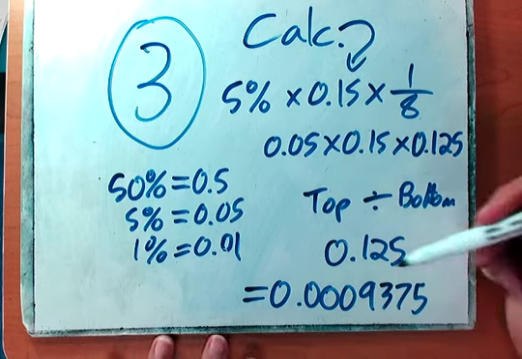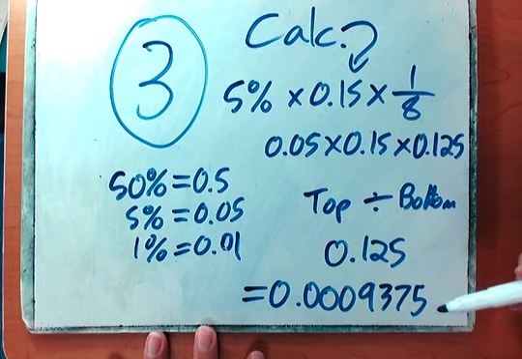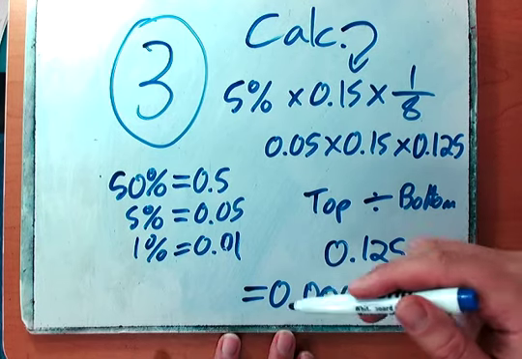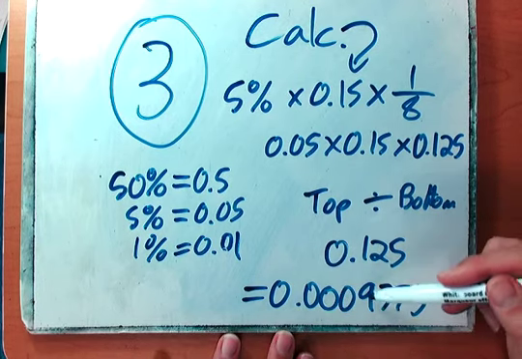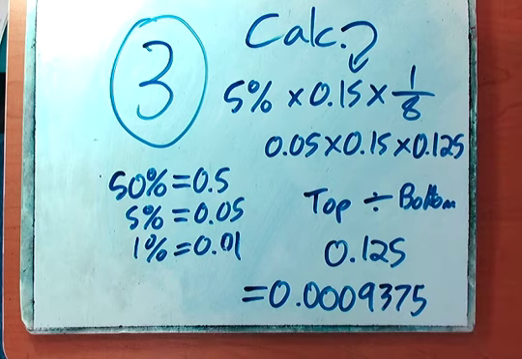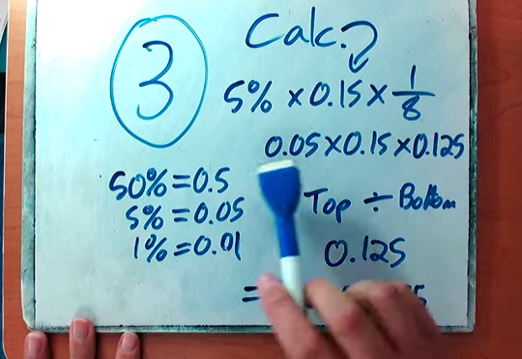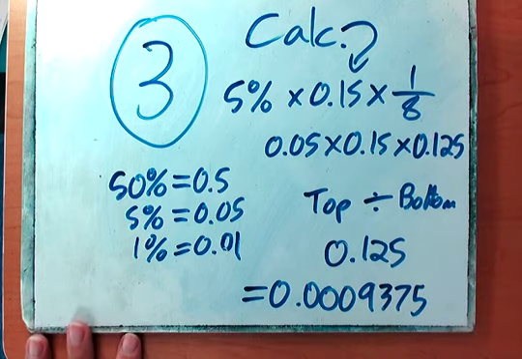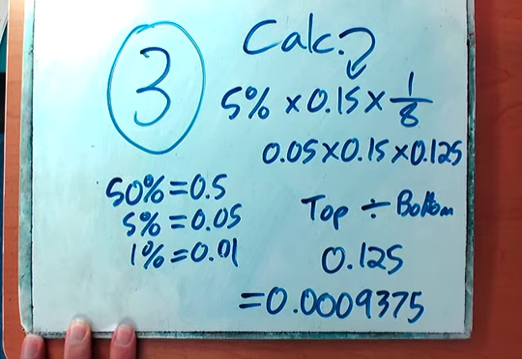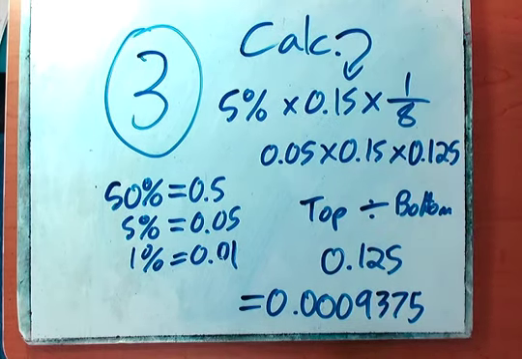9375. So apologies there, I had to figure out a way to show the extra digits on my calculator. 0.000935 is the answer. Convert them all to decimal. Easiest way to do those. So that is question 3.